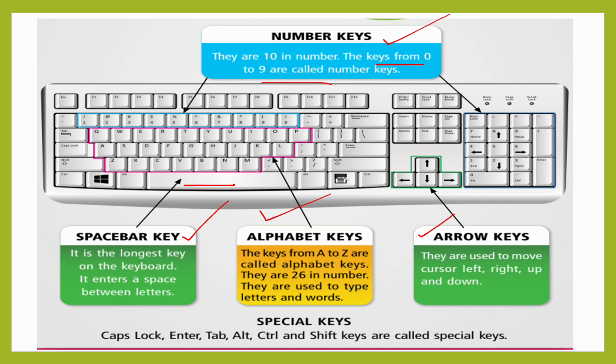Then we have alphabet keys. The keys from A to Z are called alphabet keys. They are 26 in number. How many alphabet keys are there? 26. They are used to type letters and words. Then we have arrow keys. They are used to move the cursor left, right, up and down.